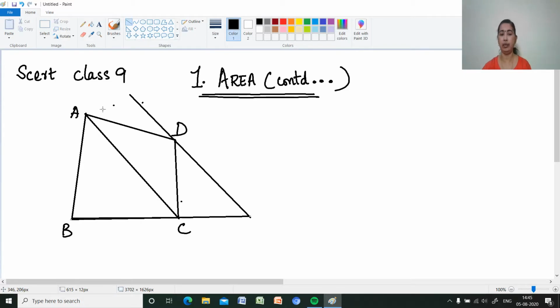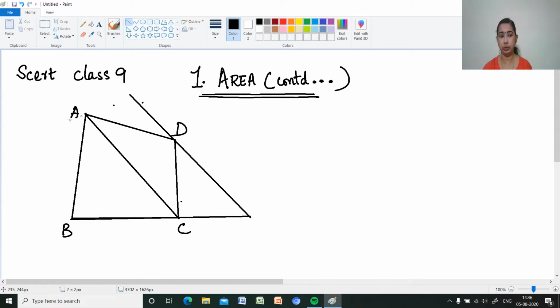So what we have done is, first we draw a diagonal, that is we join A and C. Then draw a line through point D parallel to AC. Then you have to extend the base BC till it touches the parallel line. Let us extend the line BC until it touches this parallel line.